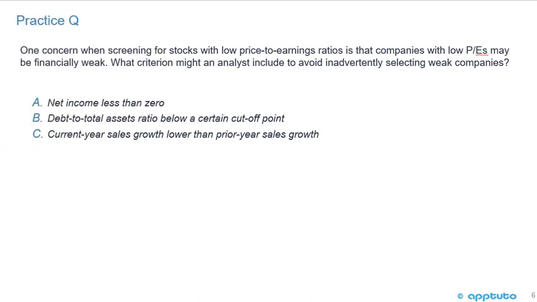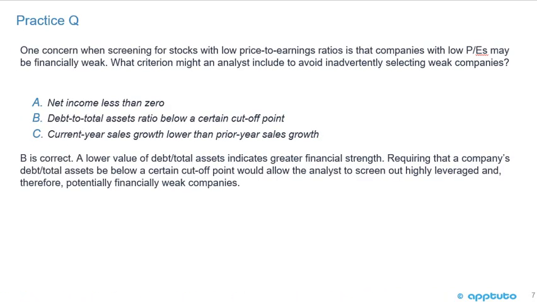Another practice question with regards to screening. One concern when screening for stocks with a low price-to-earnings ratio is that companies with low PEs may be financially weak. What criterion might an analyst also include to avoid inadvertently selecting weak companies? A, net income less than 0, B, debt to total assets ratio below a certain cutoff point, or C, current year sales growth lower than prior year sales growth.